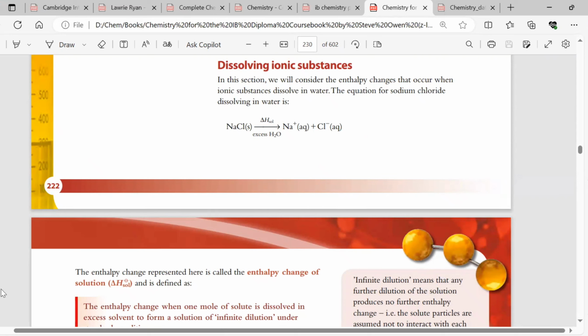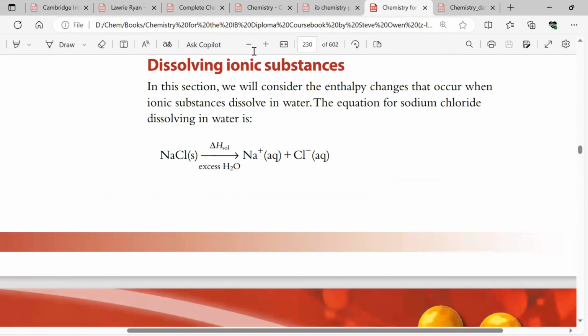We have to know the equation of solution enthalpy very well. If you're taking 1 mole of the ionic compound, what is solution enthalpy? It is the enthalpy change when 1 mole of the ionic solid is dissolved in excess water to get an infinite dilution. Is it clear? Infinite dilution, right?